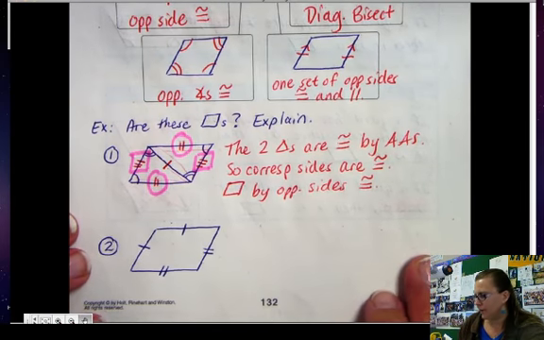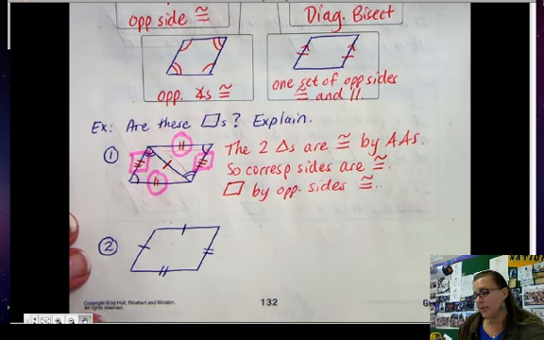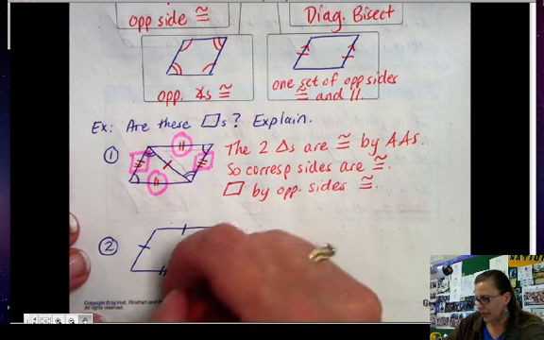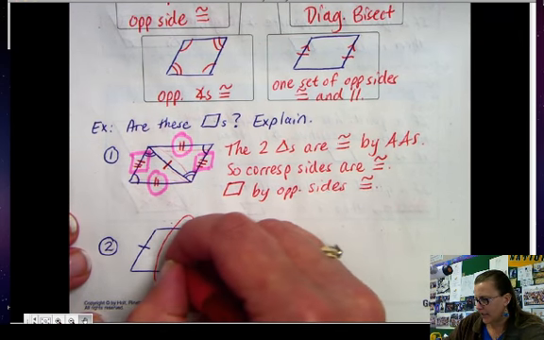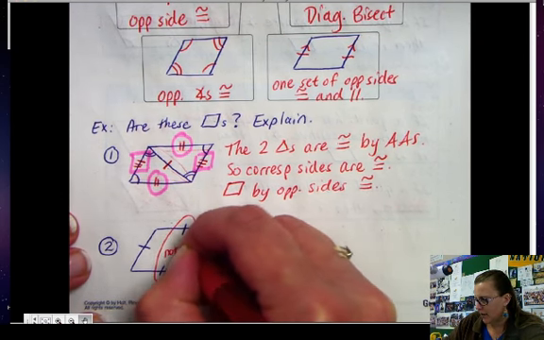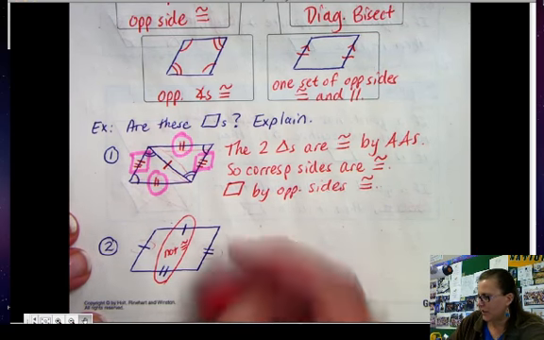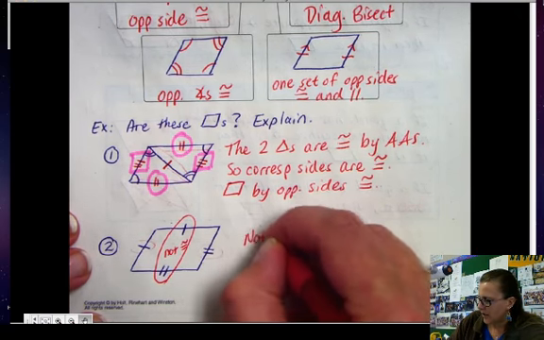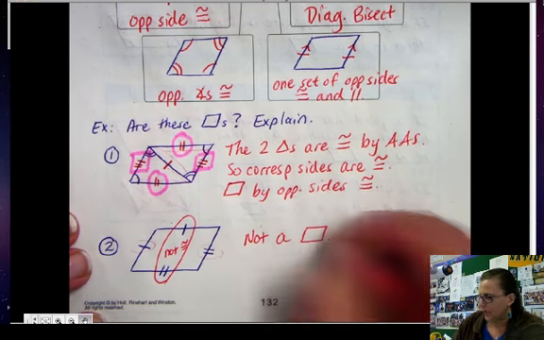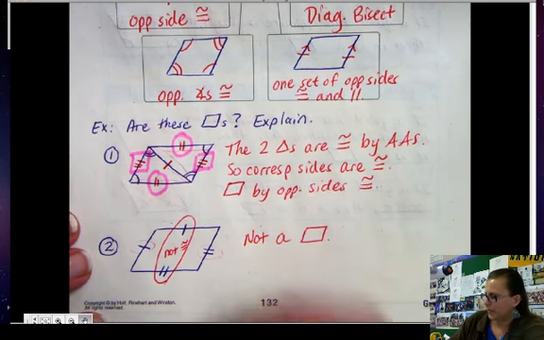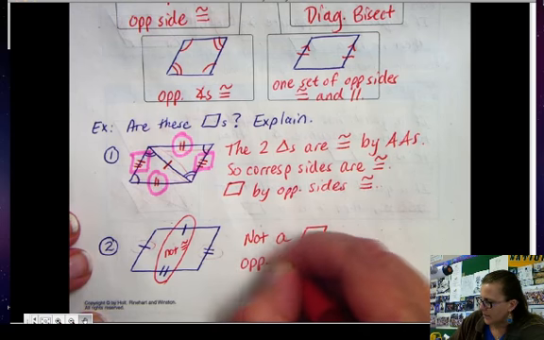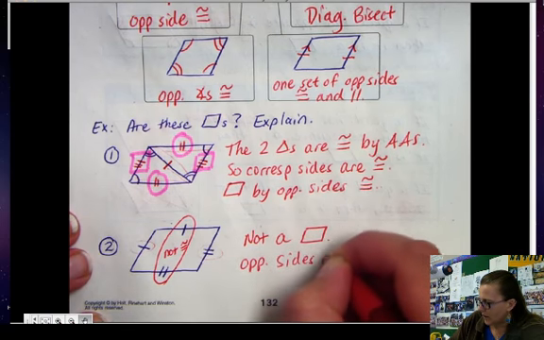Now how about this one down here? This one's not a parallelogram because you'll look and see opposite sides not congruent. Okay, and these two are also not congruent. So this is not a parallelogram. We cannot prove that it is a parallelogram because opposite sides are not congruent.